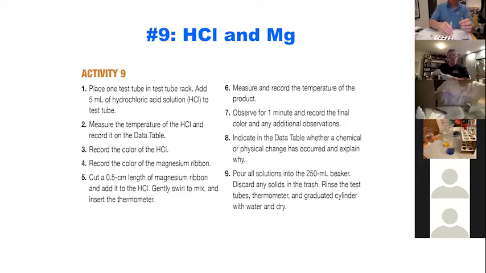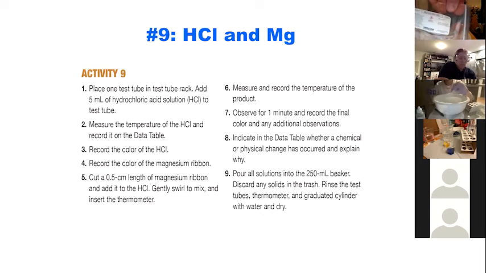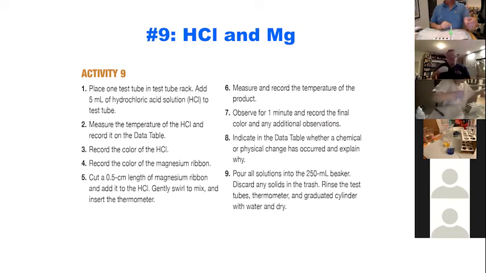Right, so here's my test tube. Put my HCl in there, and then measure the temperature. While I'm letting that come to temperature, you should have some scissors and cut yourself a small piece of the magnesium ribbon. You've got lots of magnesium here. Magnesium is a really nice metal. It's very light. You can make lots of fun things with magnesium.